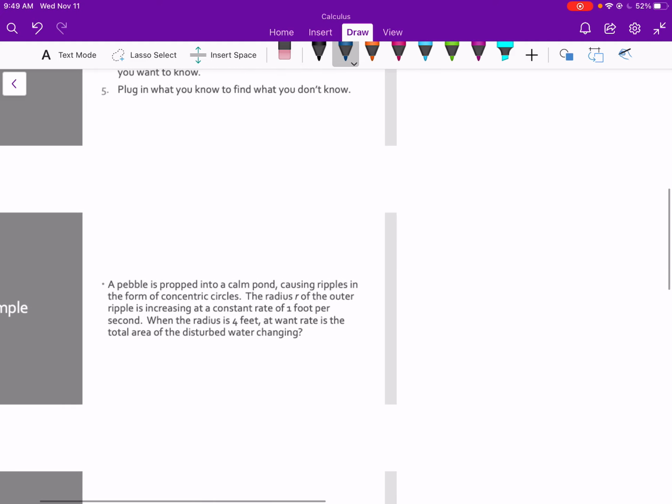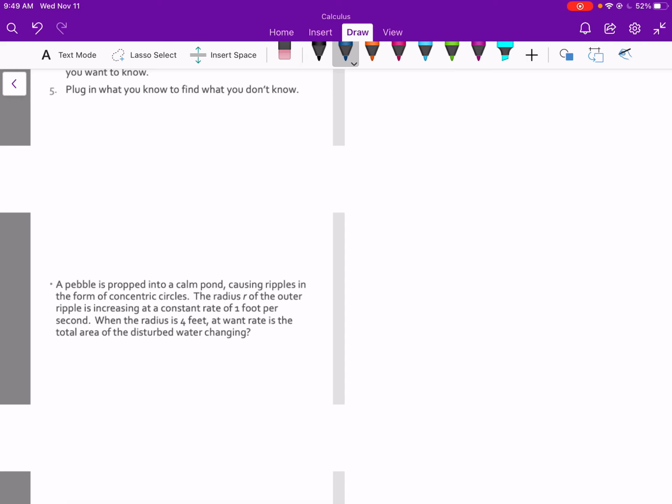So a pebble is dropped into a calm pond, causing ripples in the form of concentric circles. The radius r of the outer ripple is increasing at a constant rate of 1 foot per second. When the radius is 4 feet, at what rate is the total area of the disturbed water changing?